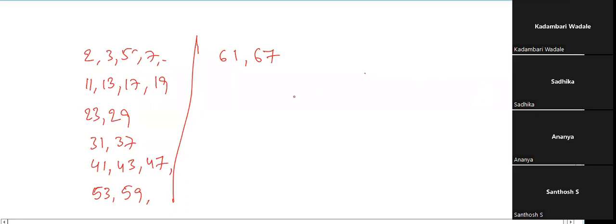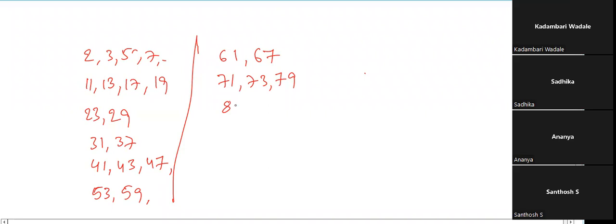Sadhika, continue. After 67, what is the next prime number? 71. Okay. 73. Okay. 79. Okay, wait. Ananya, continue. Yes, sir. 81. No, 81 is not a prime. 85.